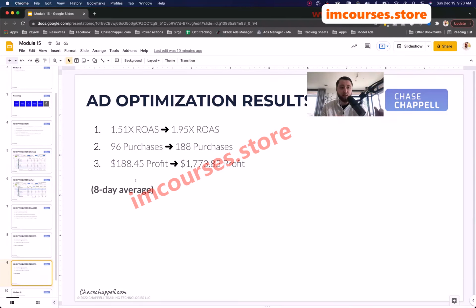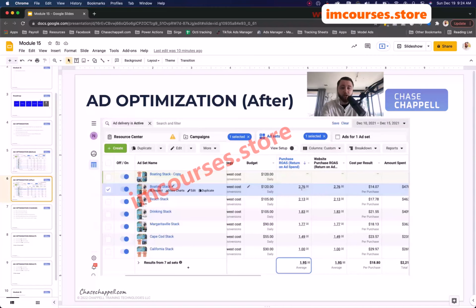That is not the ceiling here. A 2.2 can still happen just from a budget shift. We haven't even got into the fact of turning off, say, that bottom audience. If we shift this budget away, turn off that bottom audience, we're automatically going to be at a much higher return on ad spend.